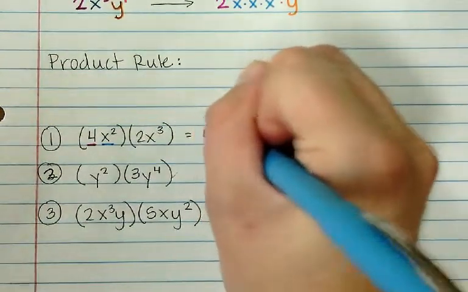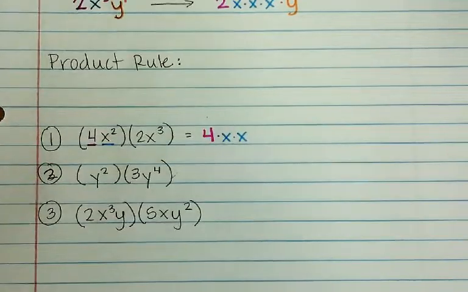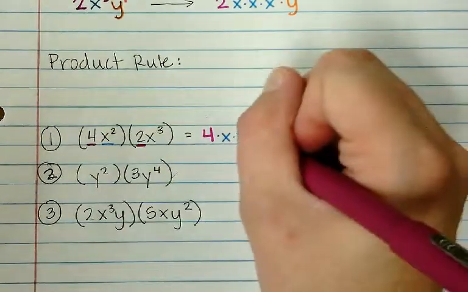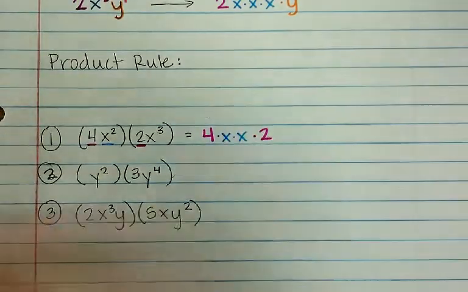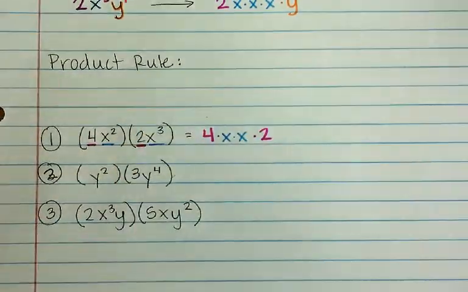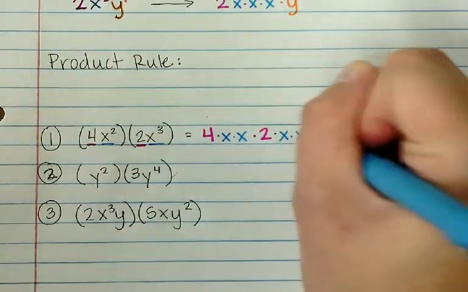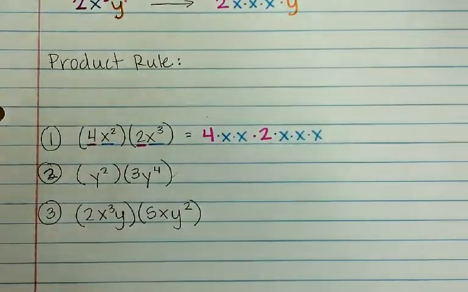X times x. Are you guys comfortable with that? And then for my second one, I would write times 2. And then how many x's do I have right here? 3. So that's going to be x times x times x. Are you guys comfortable with that so far?